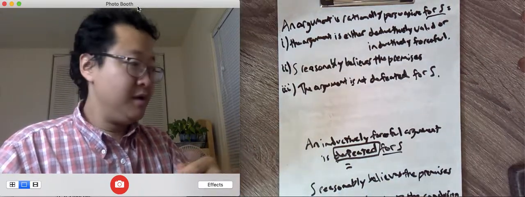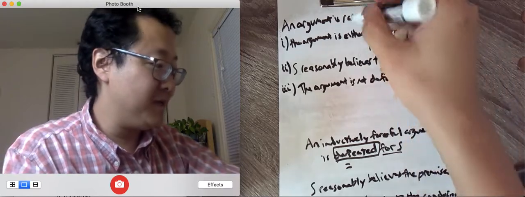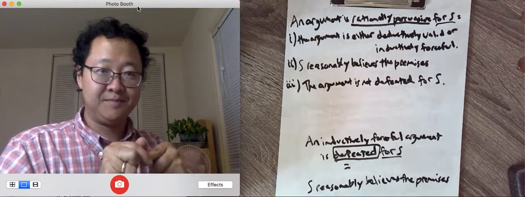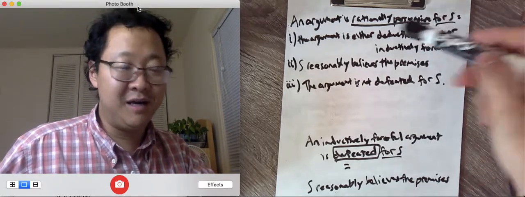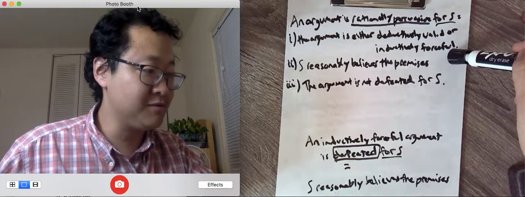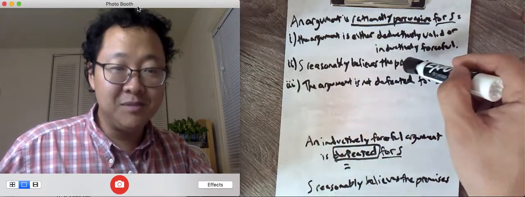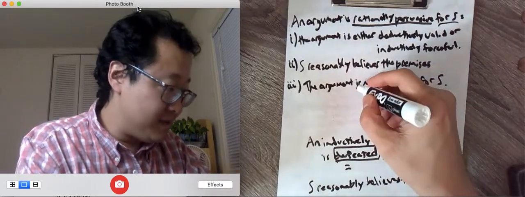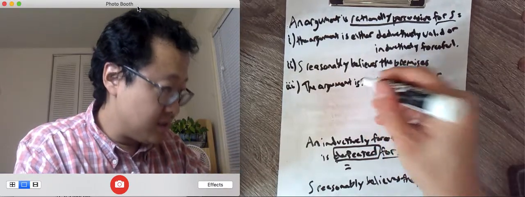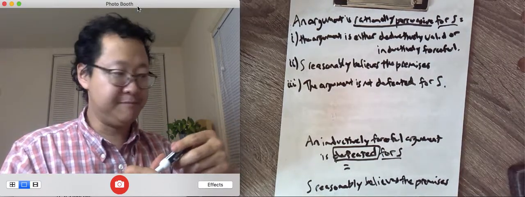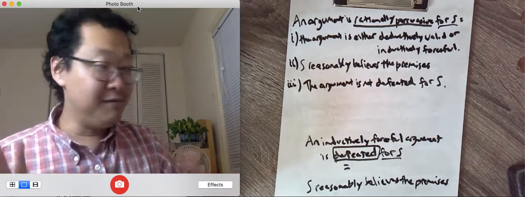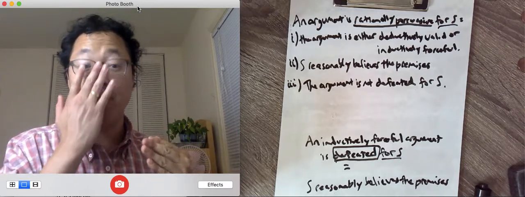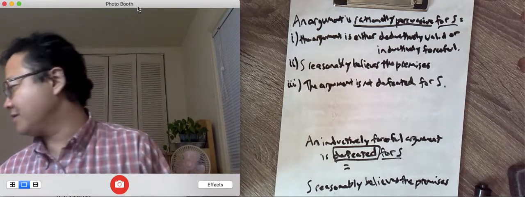Okay, so we've got our definition of what it is for an argument to be rationally persuasive for us. The argument's gotta either be deductively valid or inductively forceful. It has to be that S reasonably believes the premises, and it also has to be the case that the argument is not defeated for us. Now, let me give some examples of arguments that can be rationally persuasive or not by turning to our earlier examples.